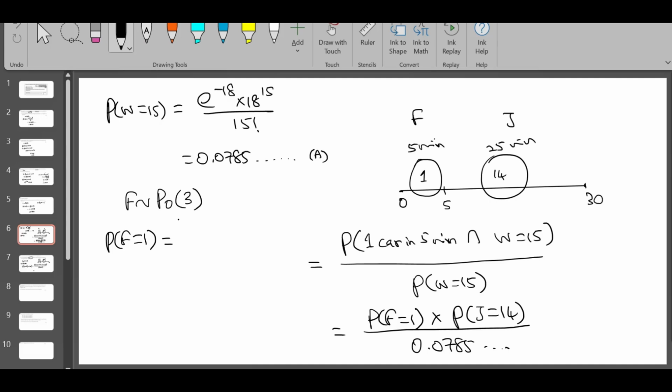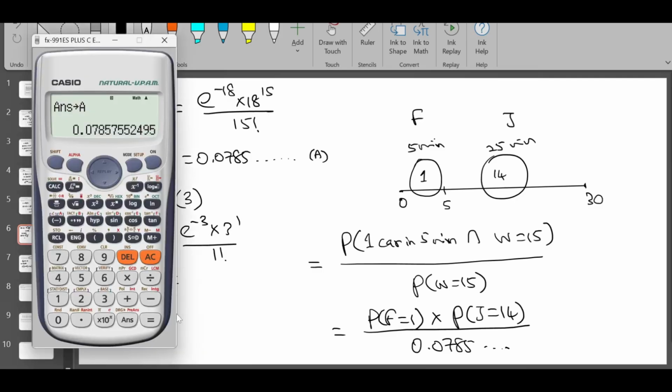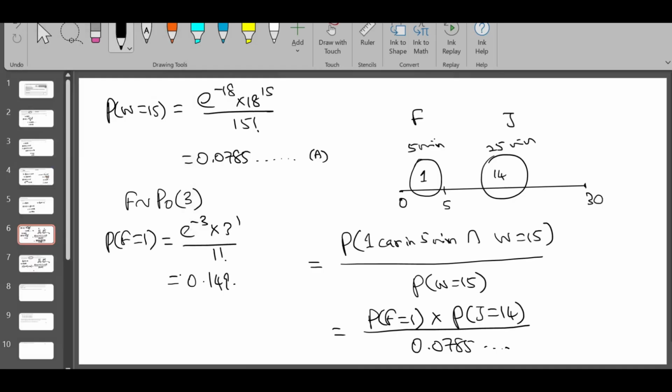We need to calculate this. F is equal to 1, so e to the power minus lambda, lambda to the power 1 over 1 factorial, which is e to the power minus 3 times 3 to the power 1. It is 0.149. I'm going to store this value as B.